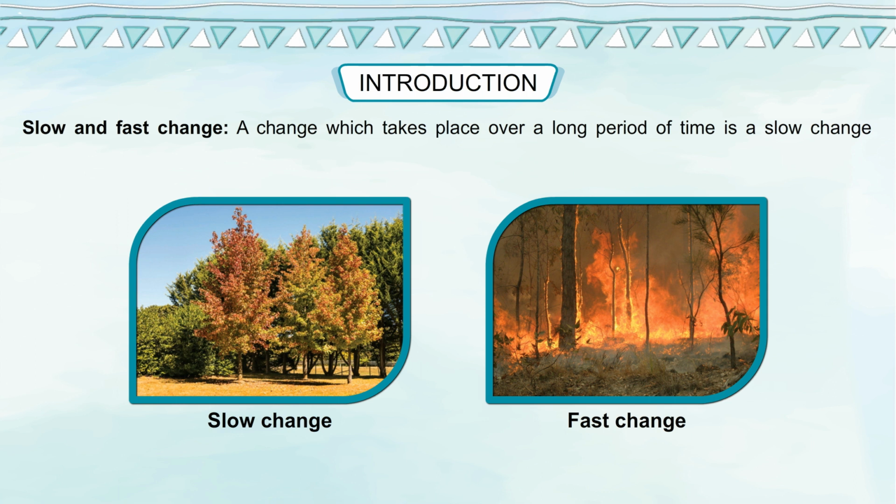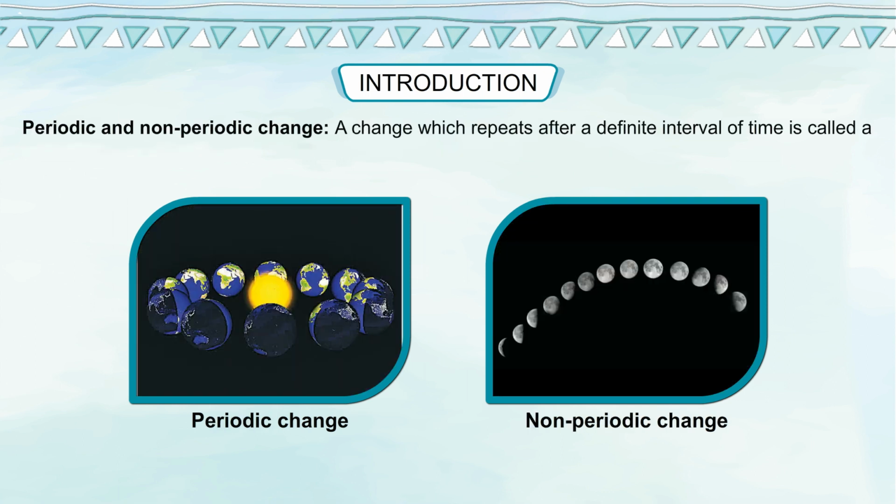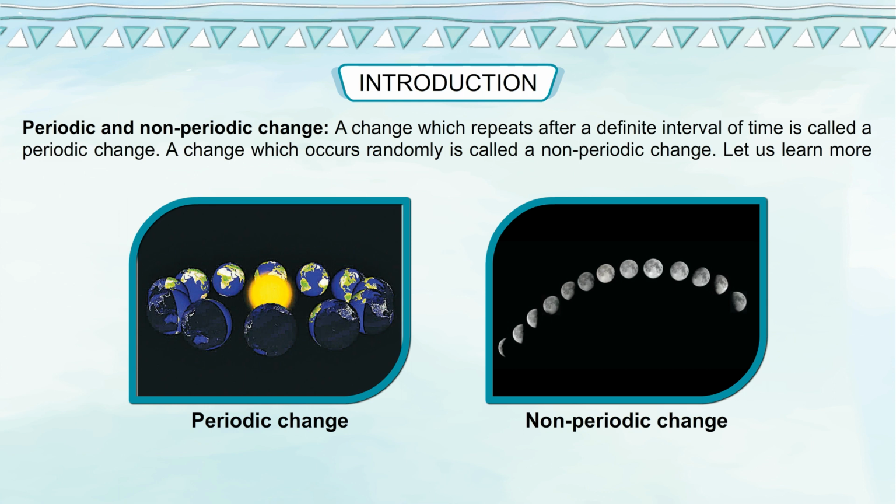Slow and fast change. A change which takes place over a long period of time is a slow change, whereas a change which occurs quickly is called a fast change. Desirable and undesirable change. A change which is beneficial for us is called a desirable change. A change which is harmful for us is called an undesirable change. Periodic and non-periodic change. A change which repeats after a definite interval of time is called a periodic change. A change which occurs randomly is called a non-periodic change. Let us learn more about physical and chemical changes.